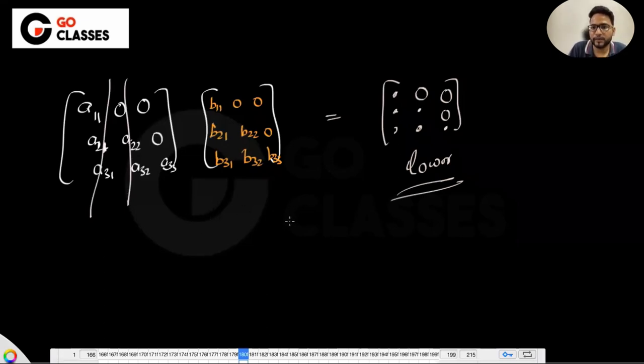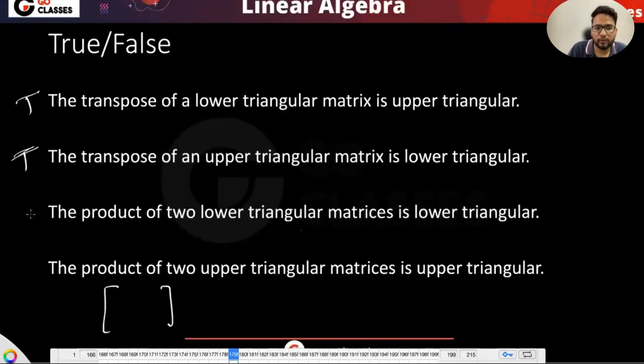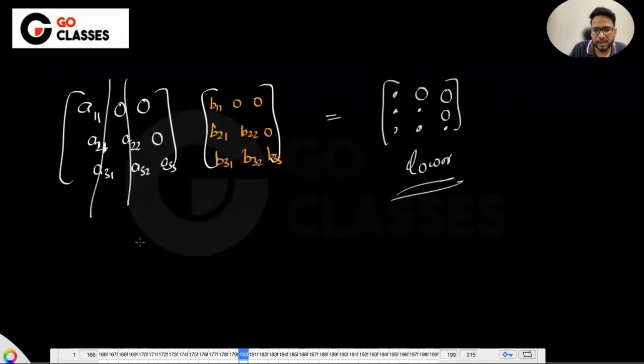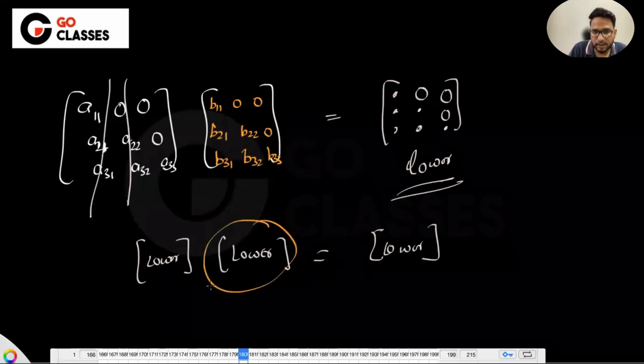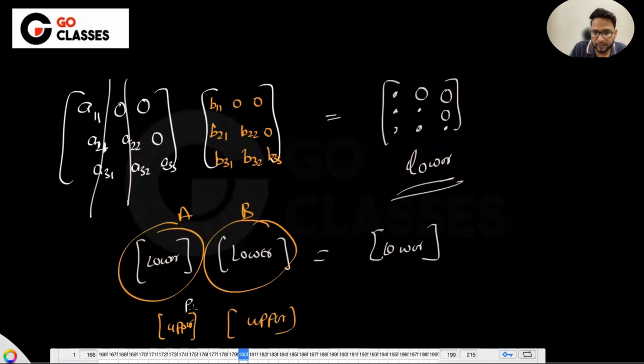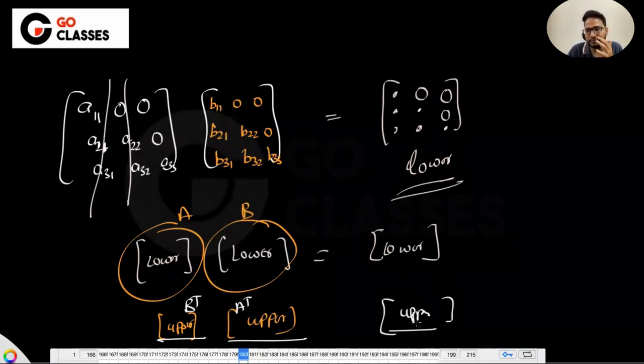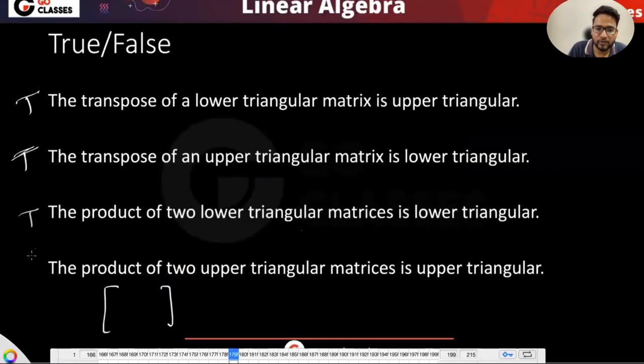Okay, you understood this, right? And now, what is the fourth question? The fourth question says the product of two upper triangular matrices is upper triangular. Let's check; I think we can check it easily. If the product of two lower triangular matrices is lower, then let me put a transpose. If you put the transpose, then this will be upper. Suppose this is AB, it will be B transpose A transpose, but it will be upper, because I know that the transpose of lower is upper. So I can say that the product of two upper triangular matrices is also upper. So yes, this is also true.